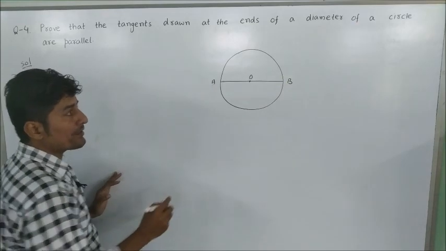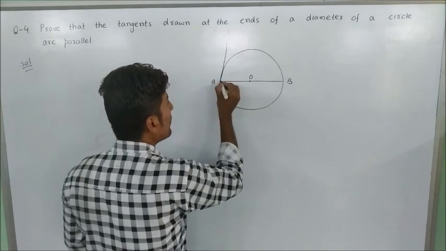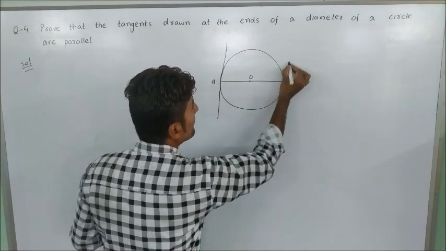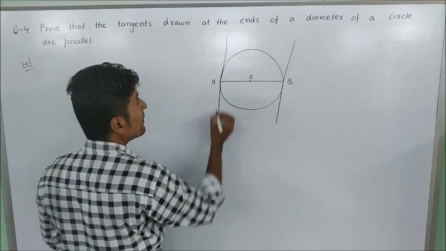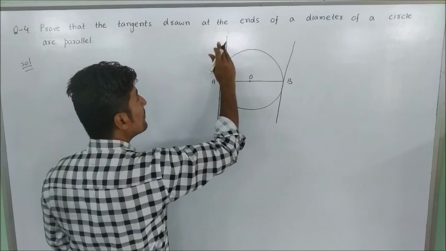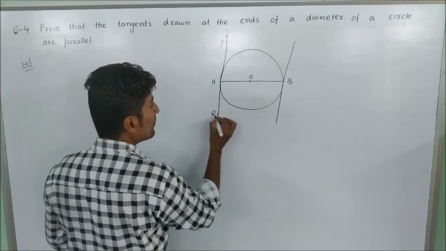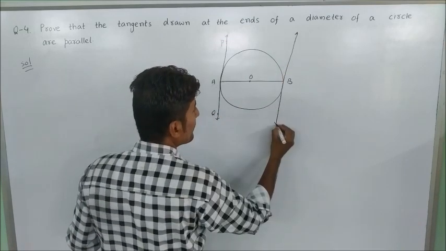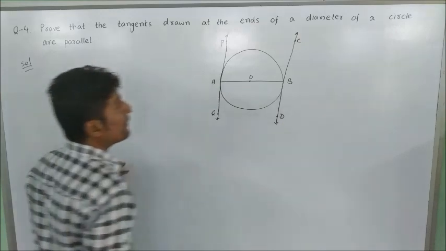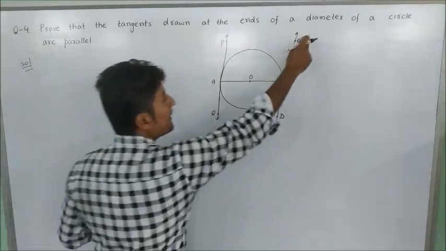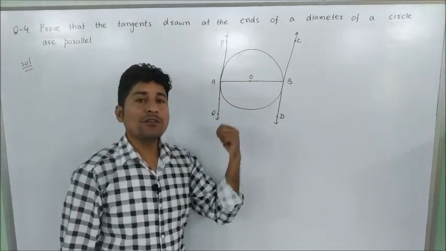Now we have to draw two tangents at the ends of the diameter. The first tangent I am drawing at point A, while the second tangent I am drawing at point B. Suppose the name of this tangent is PQ, this point is P and this point is Q. And the name of the second tangent, suppose C and D. So here we have to prove that PQ is parallel to CD. So let us see the solution. How to prove that PQ is parallel to CD?